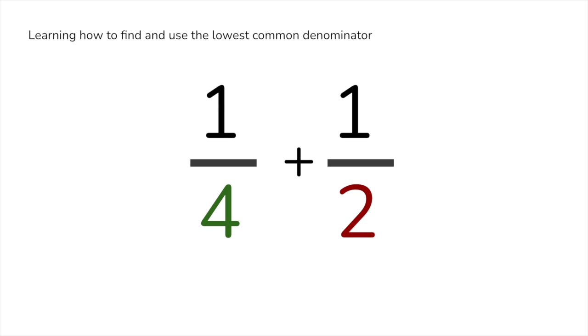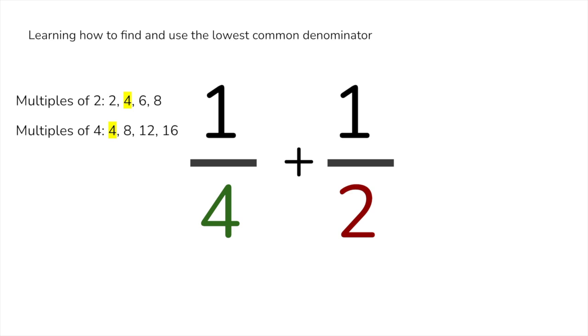For example, if we have the equation 1 over 4 plus 1 over 2, what we would have to do is list out the multiples of both the 4 and the 2. The multiples of 2 are 2, 4, 6, and 8. And the multiples of 4 are 4, 8, 12, and 16. Notice how the first common multiple of 2 and 4 is 4?